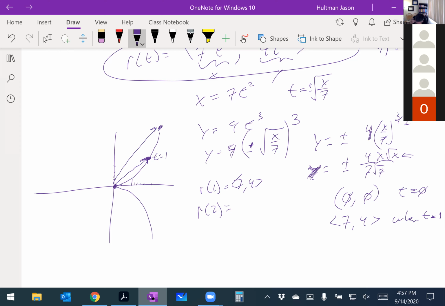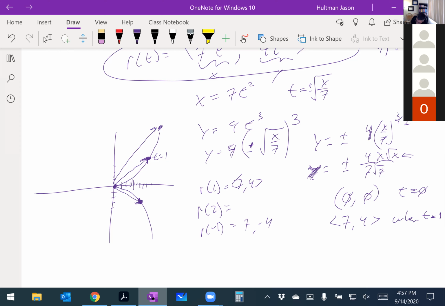Okay, so where are we at with t equals -1? For r of -1, it's just 7, -4. Oh, okay, so we're still out 7. 1, 2, 3, 4, 5, 6, 7, but now we're down -4. So this is -1. T is equal to -1. So when t is equal to -1, we're here at 7, -4. That's where we're at.